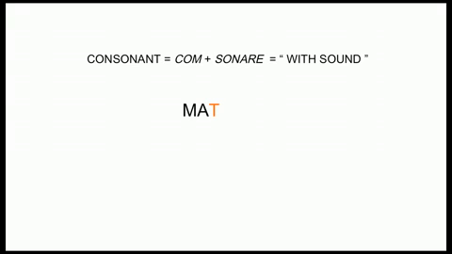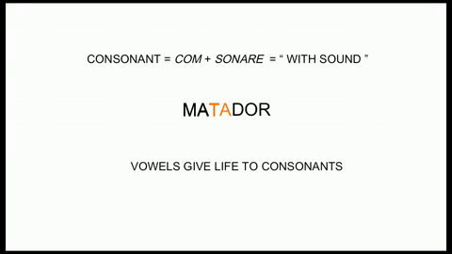Take, for example, the English word mat. It ends with the consonant T, but that consonant is not explicitly sounded. The mouth and tongue get into position for the T, but because there is no vowel after it, the sound remains unsaid. Contrast this with the word matador, and we see that the consonant now is explicitly sounded along with a vowel.